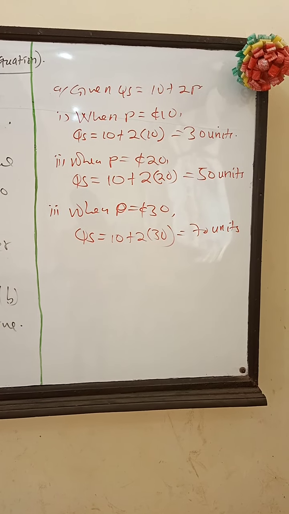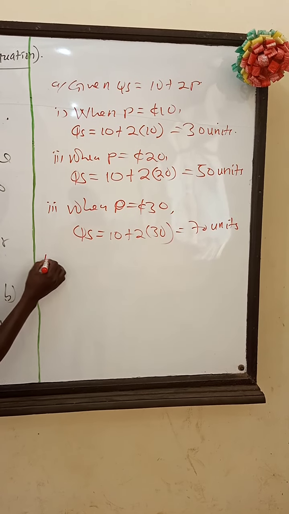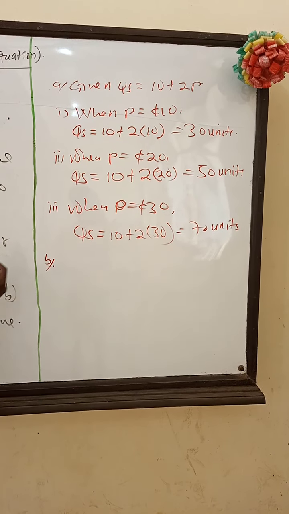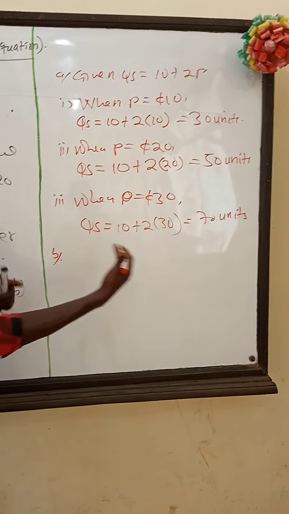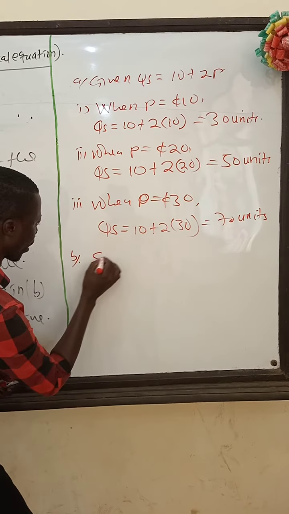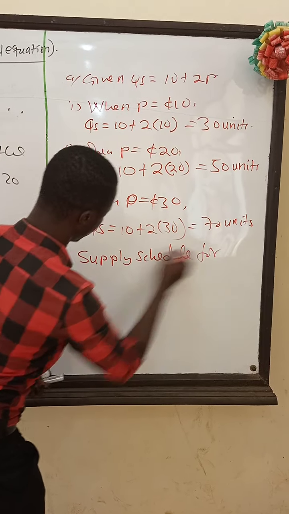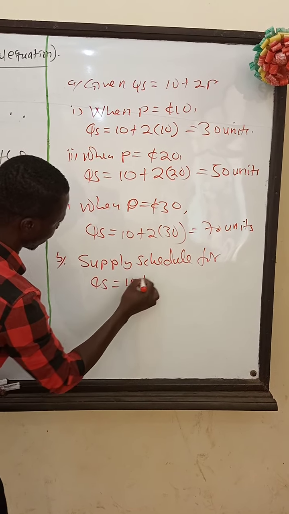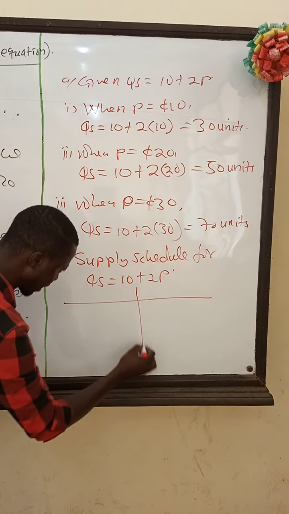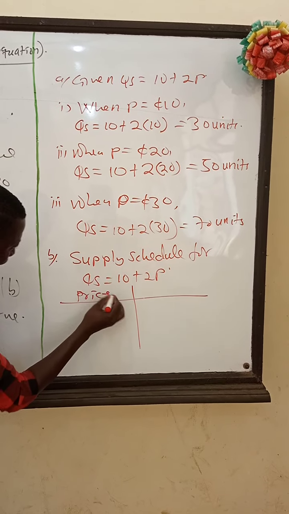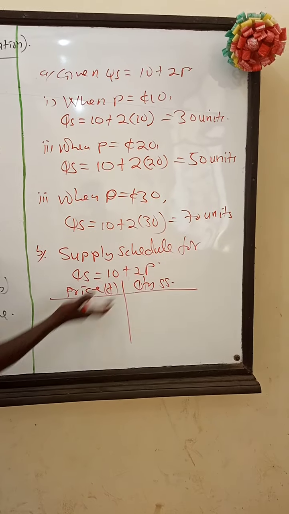Now, the B part of the question says illustrate your answer on a supply schedule. Now, remember, we said earlier on that a supply schedule is a table that shows the relationship between price and quantity supply. So what you are going to do is very simple. You write supply schedule for QS equals 10 plus 2P. Every table must have a heading. So you make your table, you divide it into two, prices on this side in bracket Ghana cedis, and then quantity supply is on this side, that's QS.